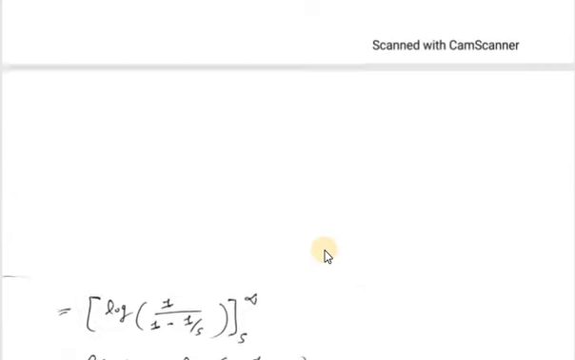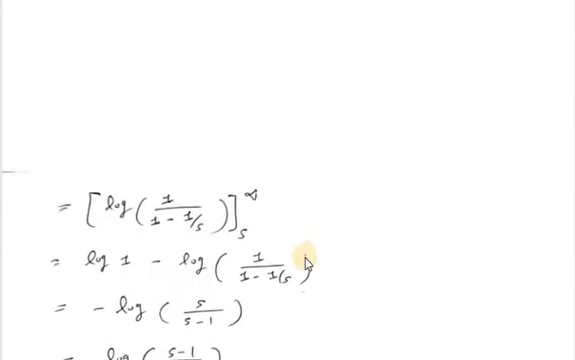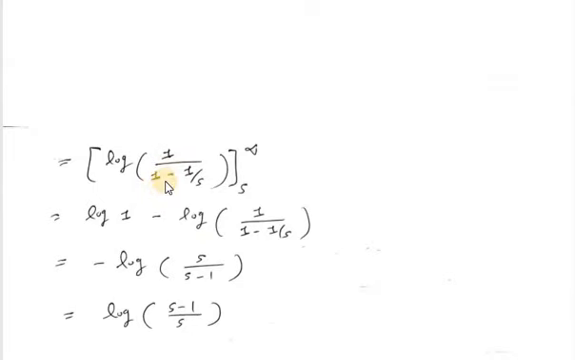Now divide numerator and denominator by s, so it will become logarithm of 1 over 1 minus 1 by s, and limit is from s to infinite. Now for upper limit infinite, 1 over infinite will become 0, so it will become logarithm of 1, minus, for lower limit s we will be having this same term, that is logarithm of 1 over 1 minus 1 over s. Log 1 is 0.